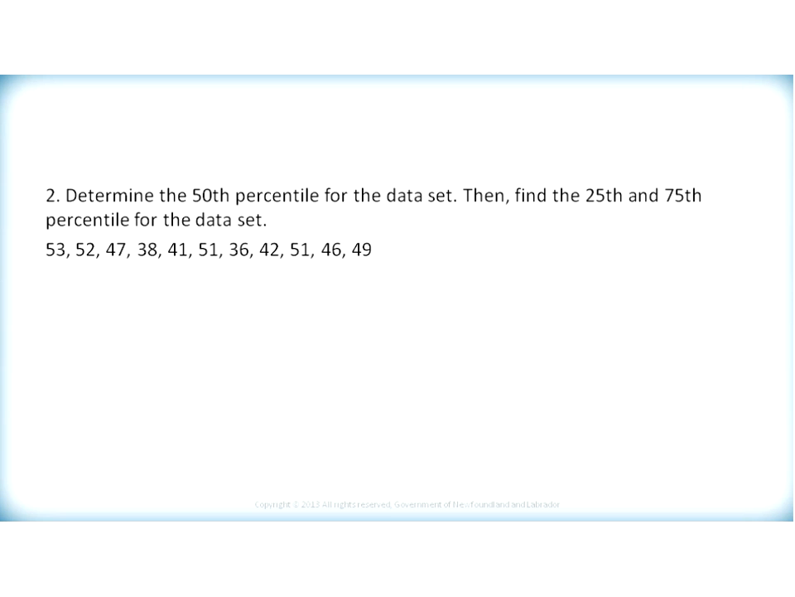Determine the 50th percentile for the data set, then find the 25th and 75th percentile for the data set. So once again, this is very similar to the last question. We're going to have to order our numbers from least to greatest, and once done that, we're going to find our median, divide it into 2 sets of data, and then take the upper and lower halves of our median data and divide them once again.